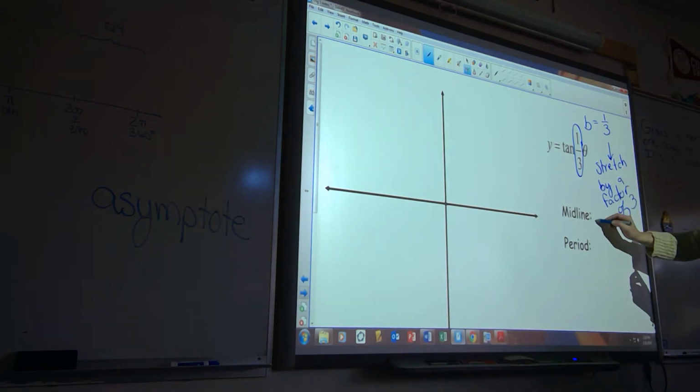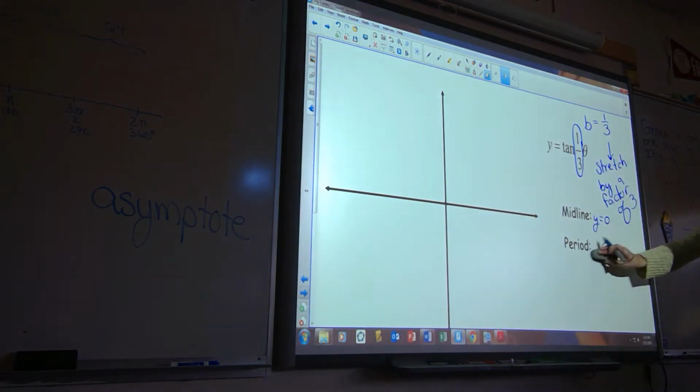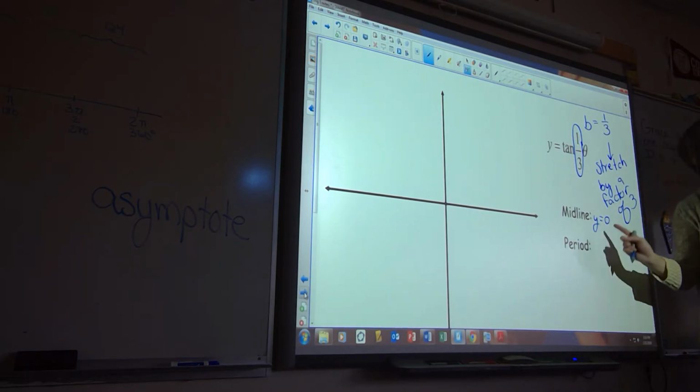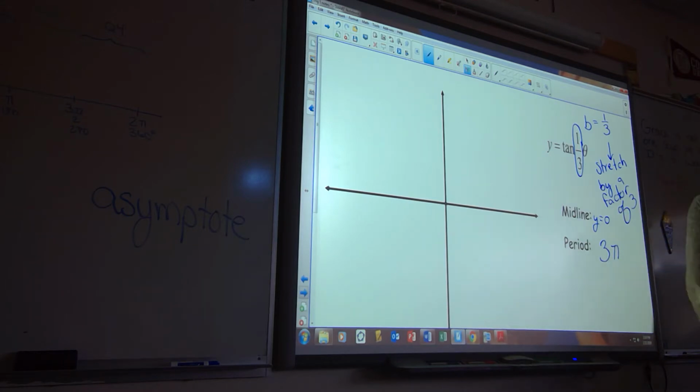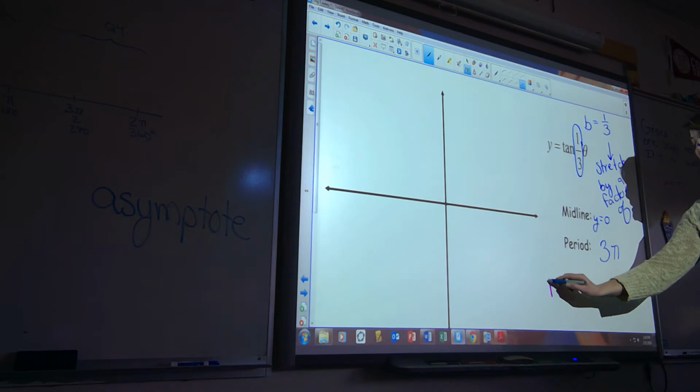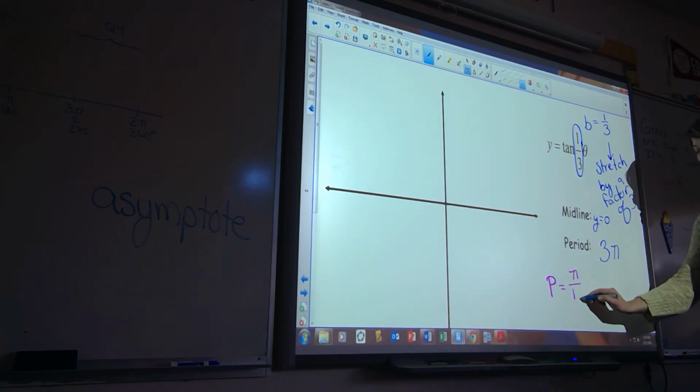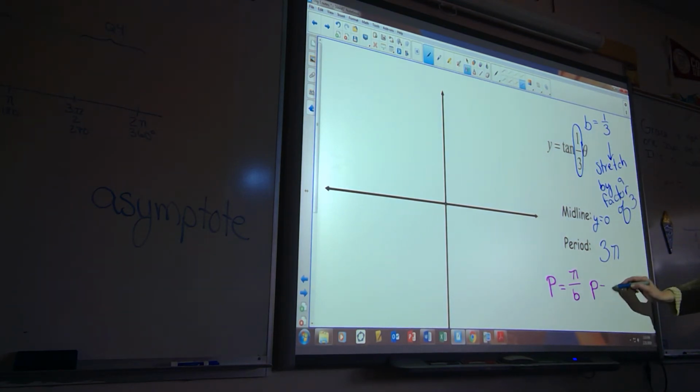Here's why. Well, we know this didn't change and the period did change. So let's think about that. If it was normally pi, but it got stretched by a factor of 3, what would it be? 3 pi. Look at how easy that was. Now, you could use the formula if you wanted to, right? P is equal to pi divided by b. So then P would be pi divided by 1/3. Dividing by 1/3 is the same as multiplying by 3. Okay? So you could go ahead and use the formula, but sometimes logic is faster.